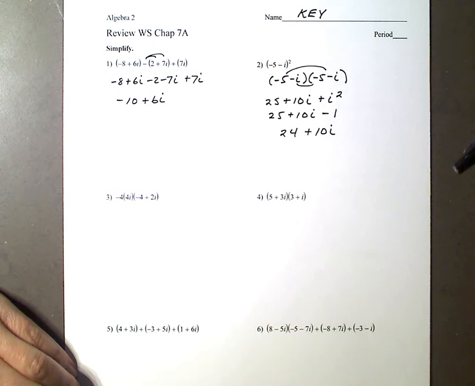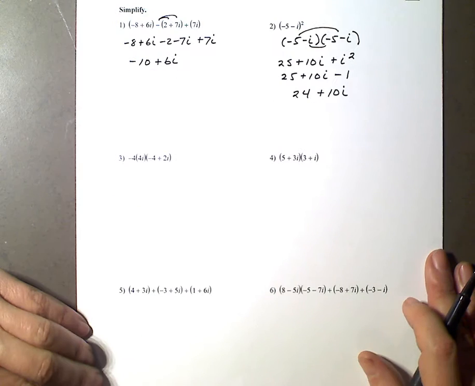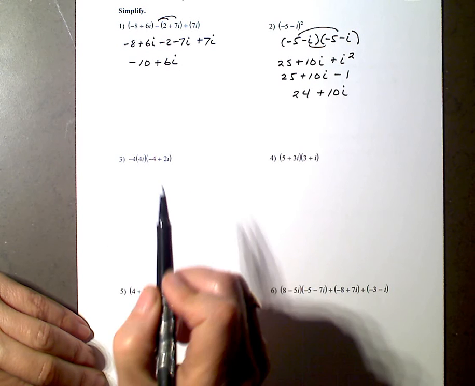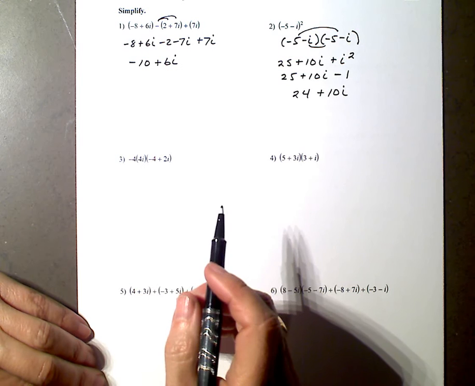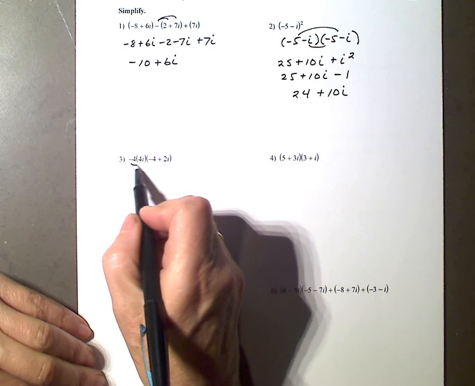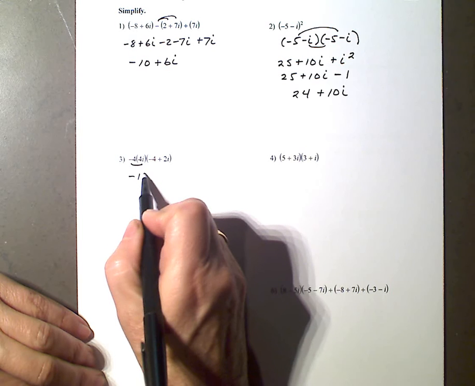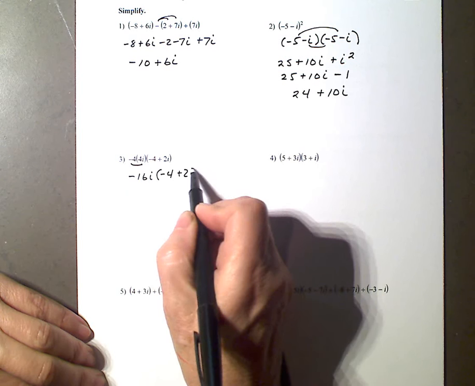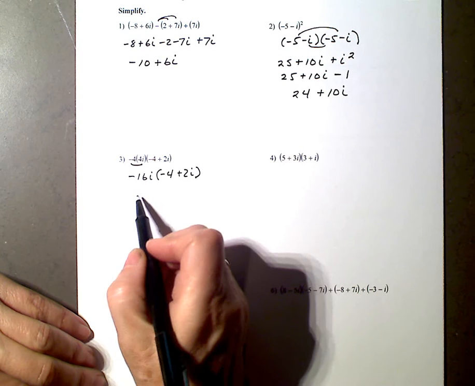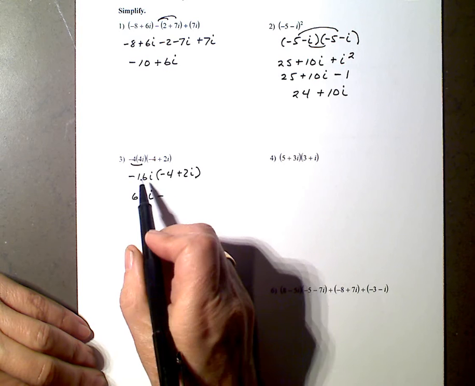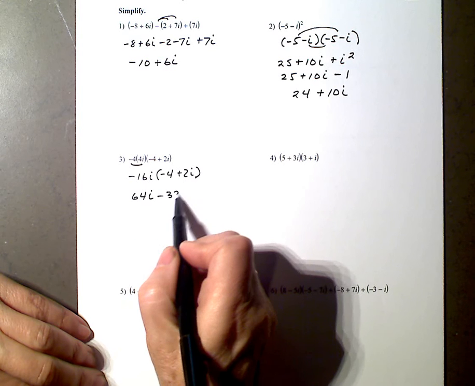So in number 3, I'm just multiplying three terms: negative 4, 4i, and negative 4 plus 2i. It doesn't matter what order I do these in, what I multiply together first, so I'll just multiply these two together first to get a negative 16i, and then multiply that by negative 4 plus 2i. So my first term, I'm going to get a 64i, and then a minus 16 times 2 is 32i squared.